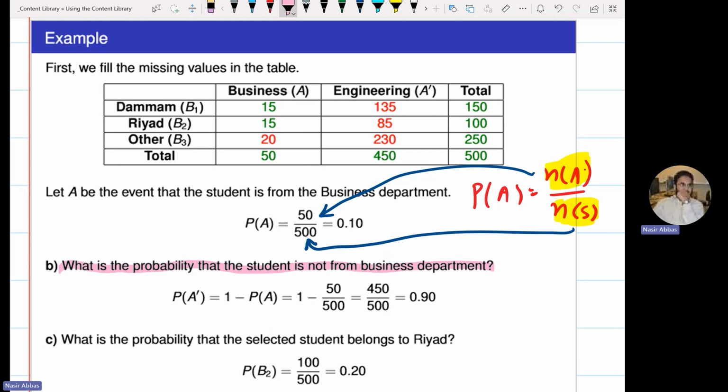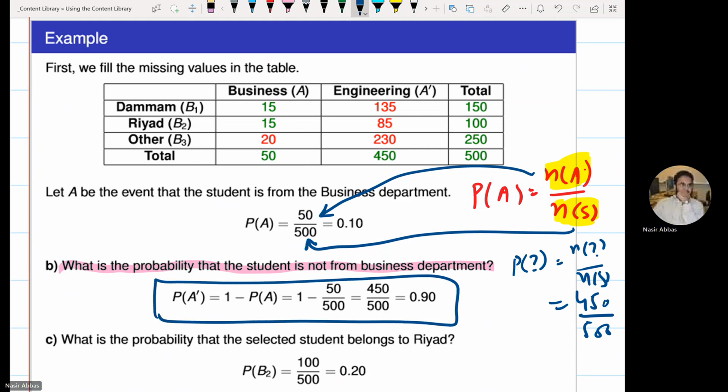Here you can solve it directly also. The student is not from business. You can solve it directly as the probability of this event is the number of outcomes in this event divided by N of S. So the number of students not from business is 450 out of 500. But imagine if I don't give you the number and I give you the probability of business and ask you the probability of not business, you will be forced to use the complement rule, right? So using the complement rule, we have probability of A already with us. So probability of A complement will be 1 minus probability of A, which is 1 minus 10%, which is 90%.